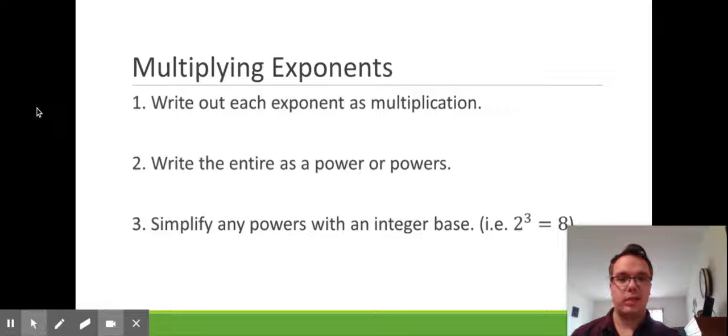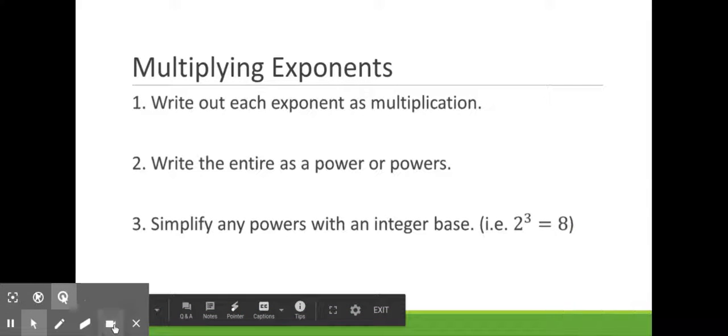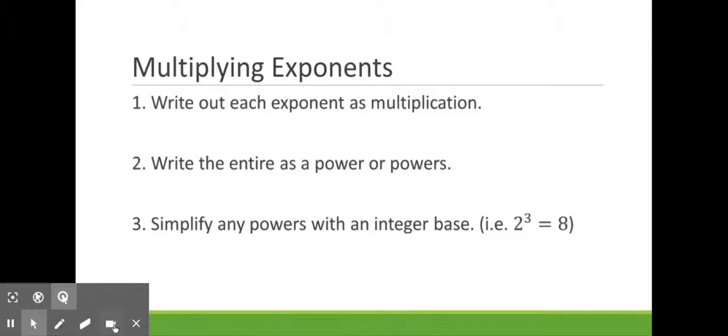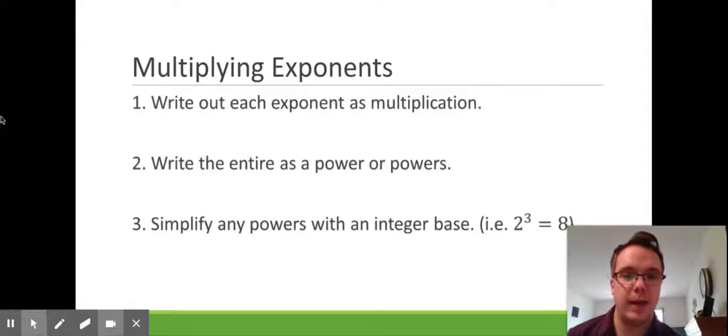So here are the 3 steps we are going to use to multiply exponents. I'm going to pause so you can pause the video at this time and write these 3 steps down in your notebook. All right, so the 3 steps we're going to use: we're going to write any power we have out in multiplication. And then we're going to take that multiplication and turn it back into a bigger power or a set of powers, depending on how many bases we have.